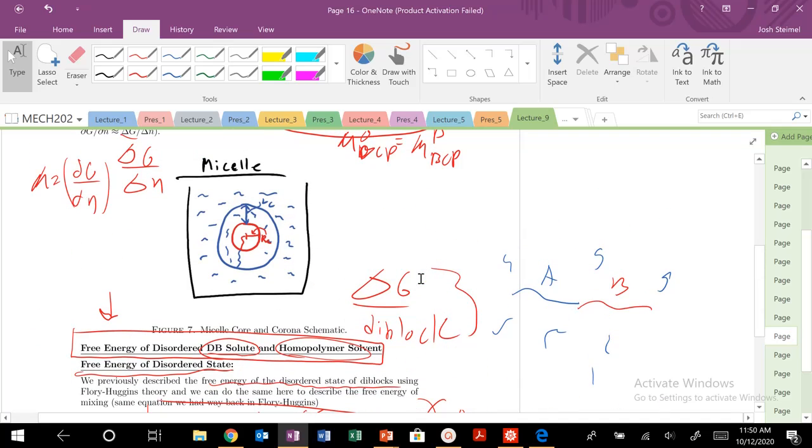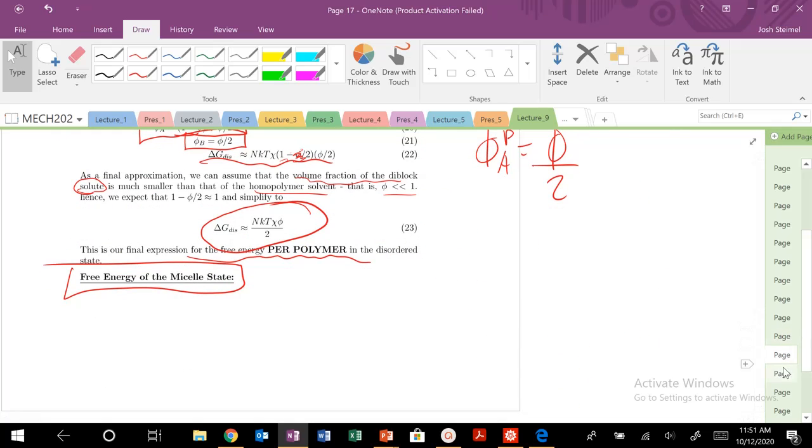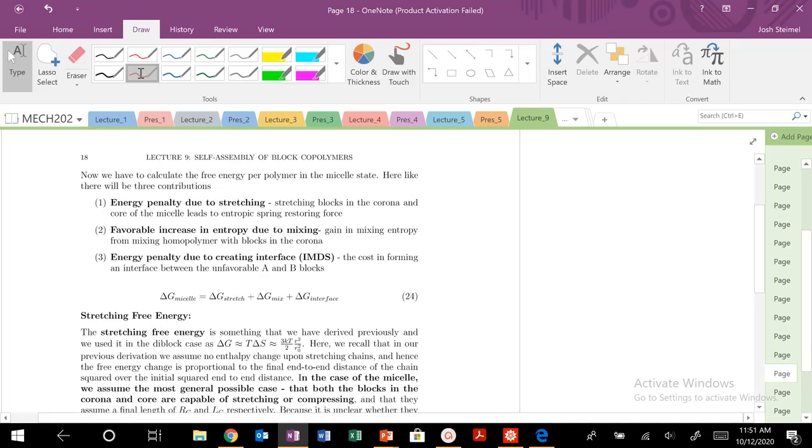Well, we know that some of those chains are going to be stretched, like you can see here. So there's going to be some stretching component. There's also going to be some favorable mixing in the corona. And we are forming an IMDS, an intermaterial dividing surface, so there are going to be some unfavorable interactions at the IMDS that we have to deal with. We're creating, again, some interfacial energy, some interfacial area, some surfaces.